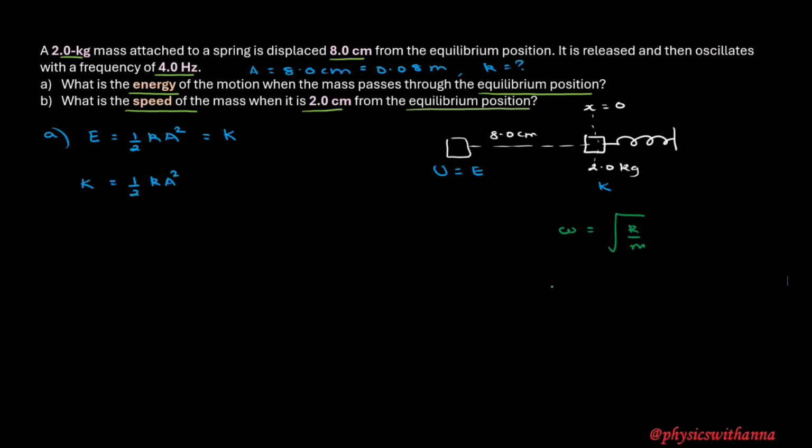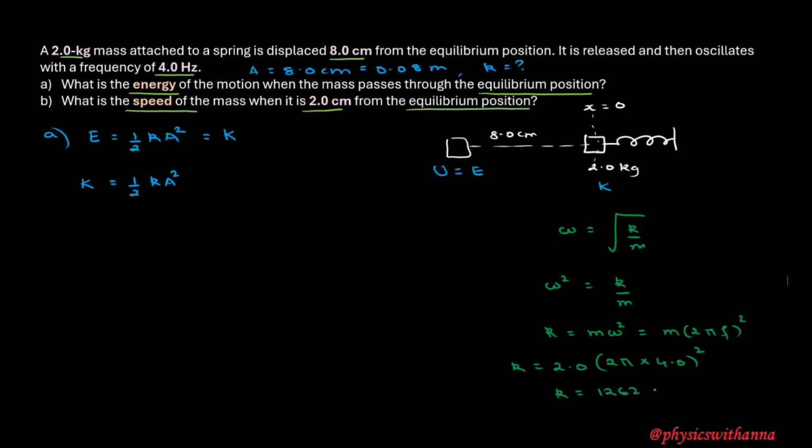So now let's take square on both sides. Omega squared becomes equal to k over m. Multiply with m to solve for k. k becomes equal to m omega squared. Omega is nothing but 2 pi f, squared. Now substitute. Mass is 2 kilogram, 2 pi times f, frequency, which is 4 Hz, squared. That will give you k as 1262 Newton per meter.